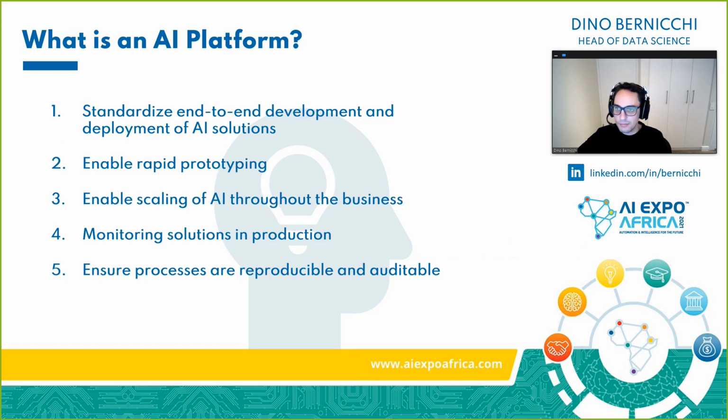Okay, so what is an AI platform? It's basically an easy way to standardize the end-to-end development of your AI solutions and also standardize the deployment of those said solutions. And if you standardize the end-to-end process, it makes it very reliable and robust. It makes it easy for you to scale AI throughout your business, and it also gives you the freedom to not worry about coding these pipelines and worry more about testing new solutions. So it gives you the ability to rapidly prototype different things, without too much coding beforehand.